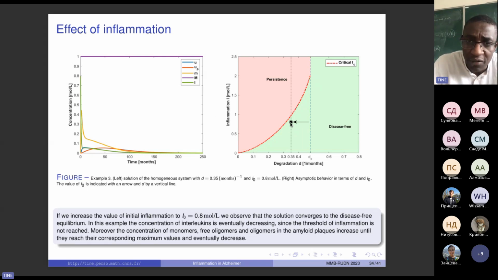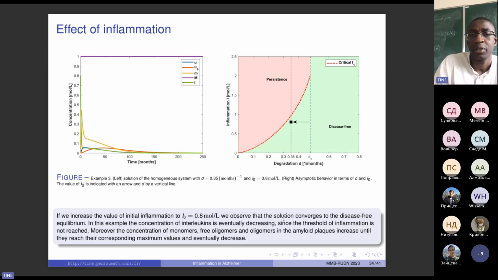If we increase again the value of I0 here, and here it is the value of D, we also see that the dynamics change, because all decrease at the beginning, then we have an increase, but after that, all decrease towards 0. And we have the persistence of the disease here, and here we have the disease-free state. So as I said before, if we increase I0 again to 0.8 mole per liter, we observe that the solution converges to the disease-free equilibrium.